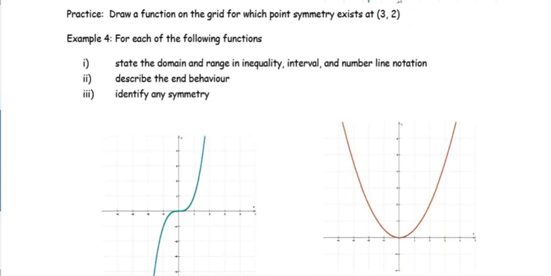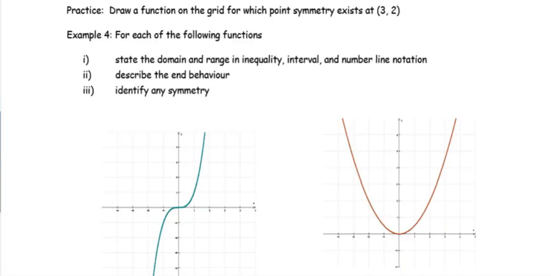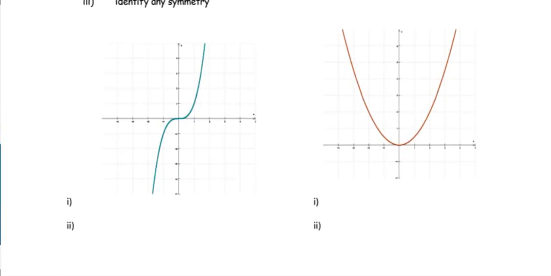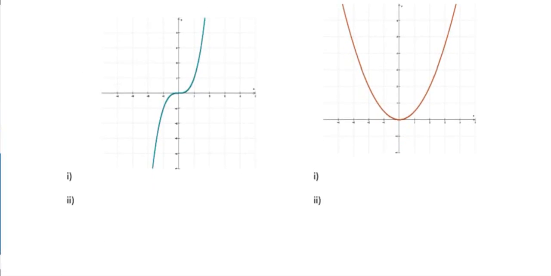Okay, so let's do some examples. For each of these, I want you to state the domain and range in all 3 ways for each of these functions. I want you to describe the end behavior and identify any symmetry. So let's look at the first one. Well, this one looks like a cubic or an odd degree function.